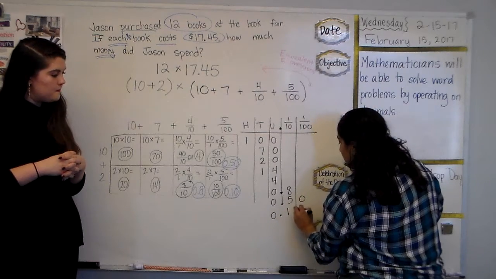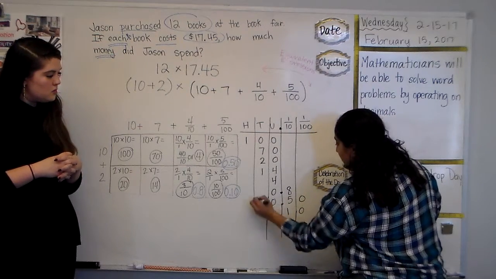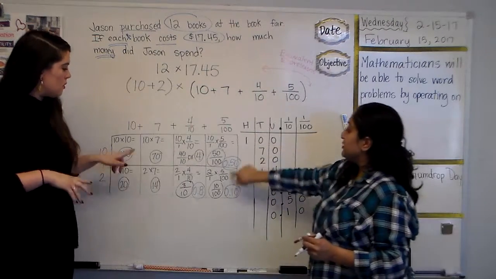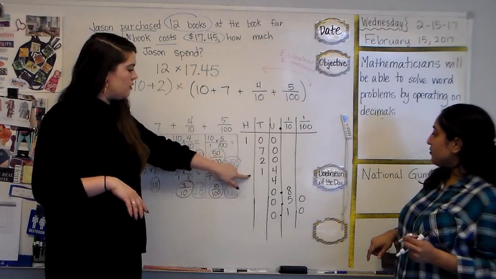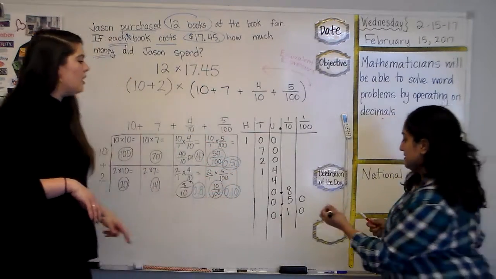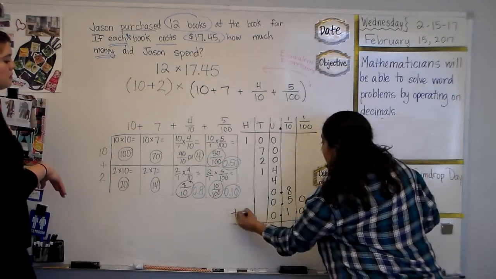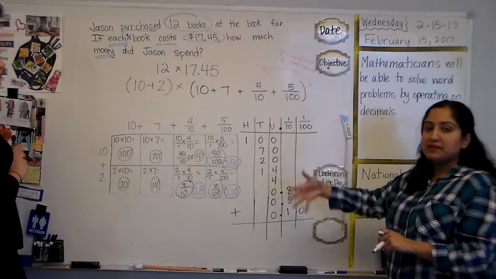Before I add them, I want to make sure that I have 1, 2, 3, 4, 5, 6, 7, 8 partial products. 1, 2, 3, 4, 5, 6, 7, 8. All set. If I wanted to, how can I make this more organized?